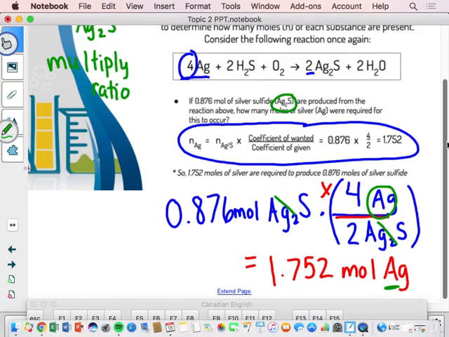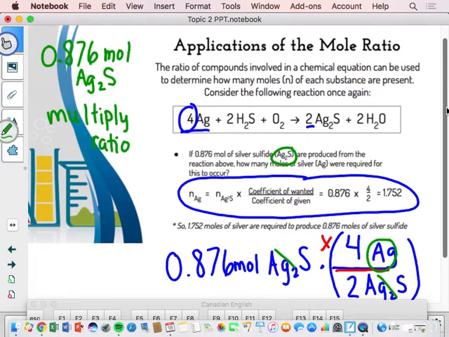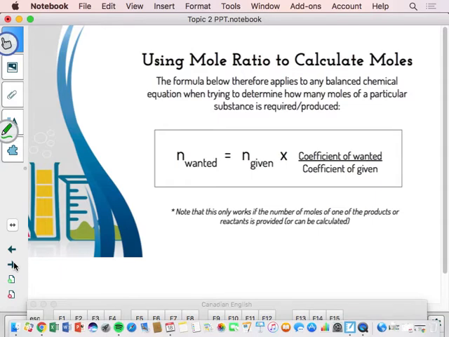You don't have to remember that. You could just always go back to this formula. Whatever makes sense to you, it's the same thing. This is telling us what we need: our coefficient we want divided by the one that's given. That'll give us our answer. Okay.